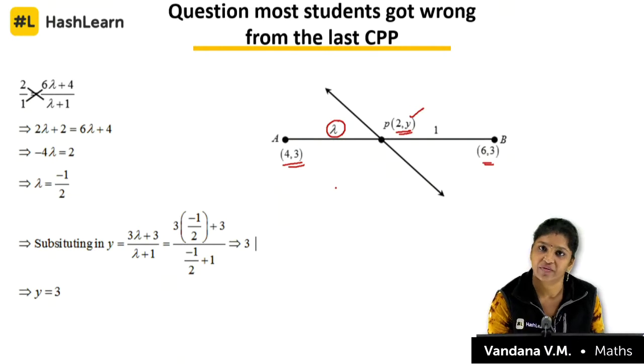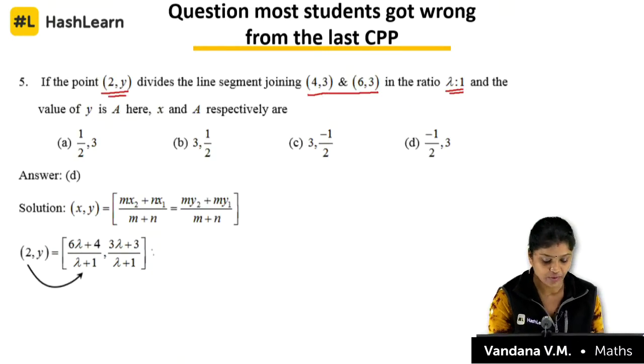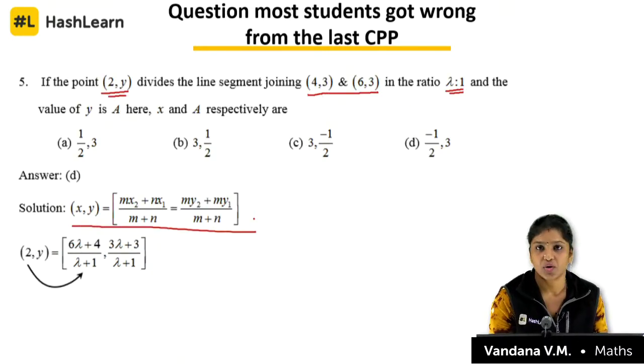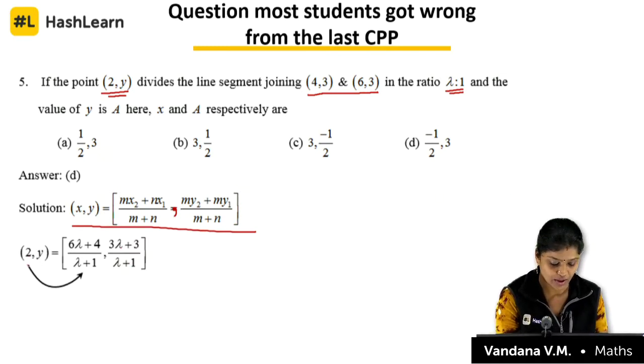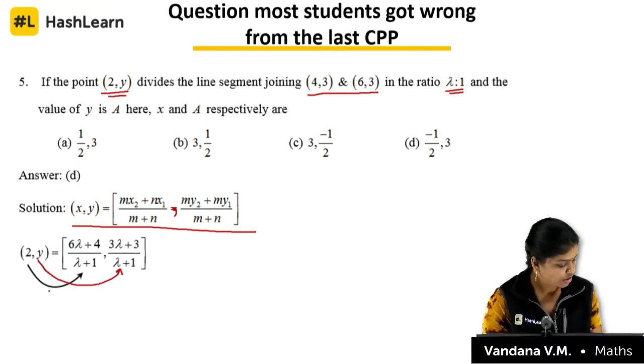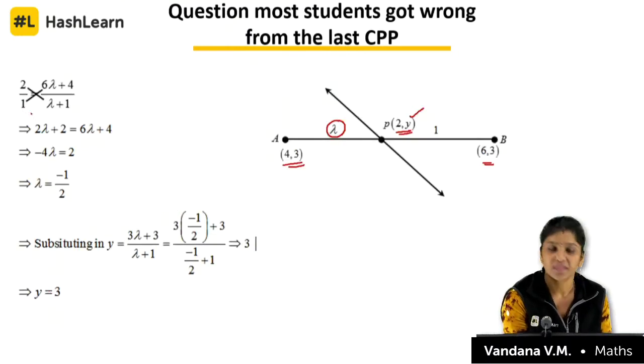How to find out? We knew the formula. What is the formula, children? To find the coordinate points, the formula is (mx2 + nx1) by (m + n), and (my2 + ny1) by (m + n). In the same way, if you apply it, you will get this. Equate abscissa to abscissa, ordinate to ordinate. If you apply, we will get this.